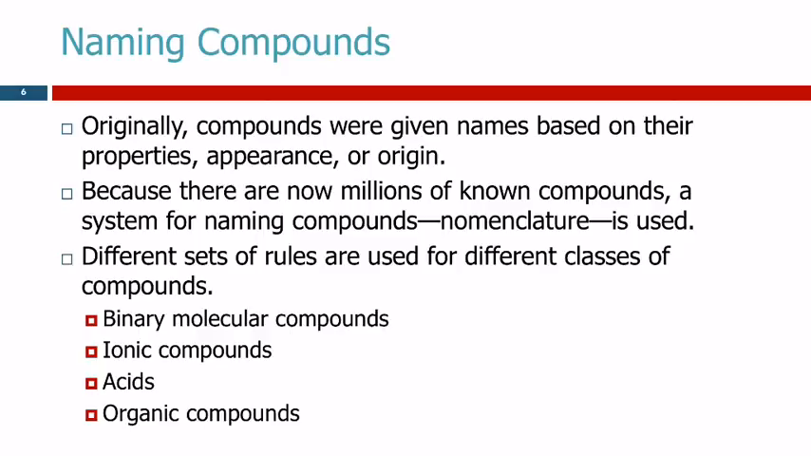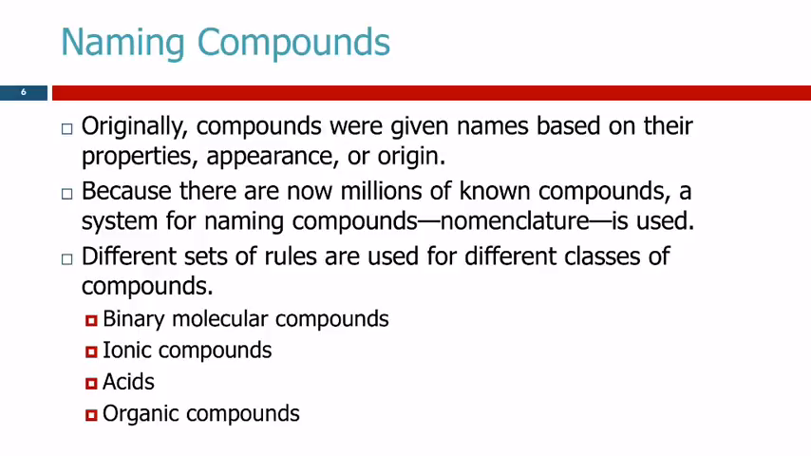Originally, compounds were given names in somewhat the same way as people are given names. A lot of names have meanings, right? Compounds were given names based on maybe their properties or where they came from or what they looked like. Methanol was originally called wood alcohol because you could make it from wood. And so there's a lot of these common names.